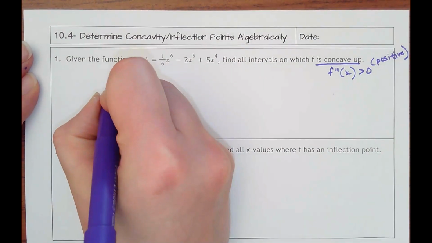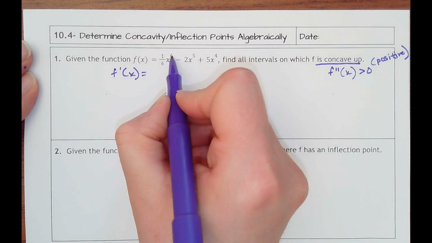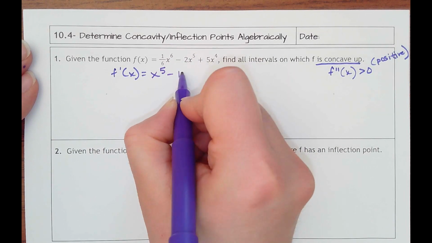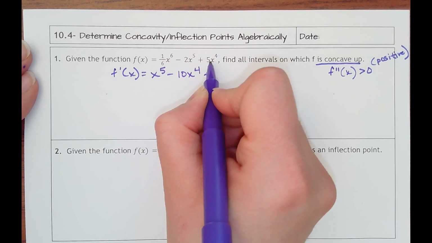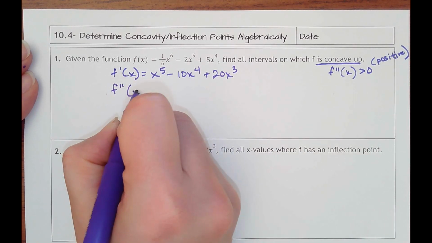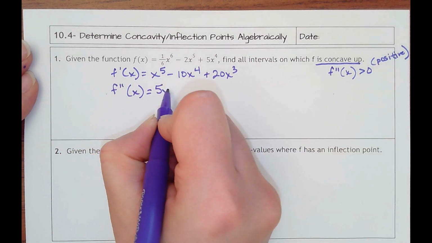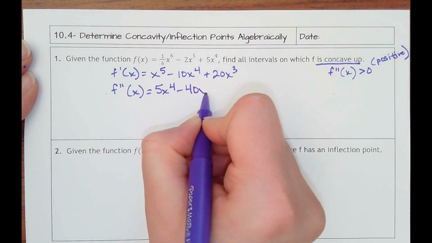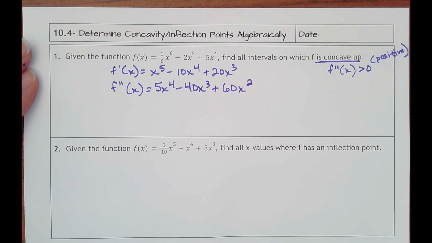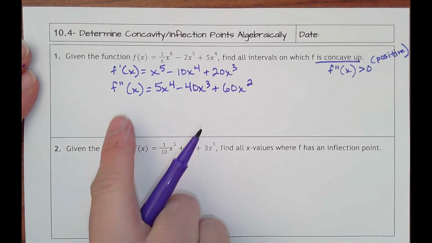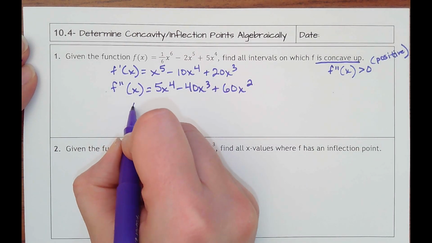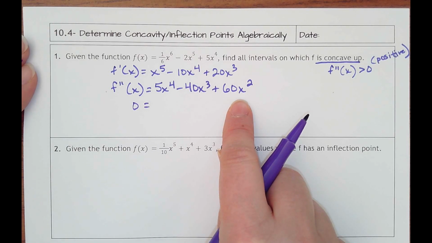So first derivative, 6 times a 6, the 6's would cancel, to get x to the 5th minus 10x to the 4th plus 20x cubed. Easy enough. Second derivative is 5x to the 4th minus 40x cubed plus 60x squared. Now I've got to find the critical points of my second derivative. Critical points are where the derivative equals 0, so I'm setting this equal to 0, and this just needs to be factored.